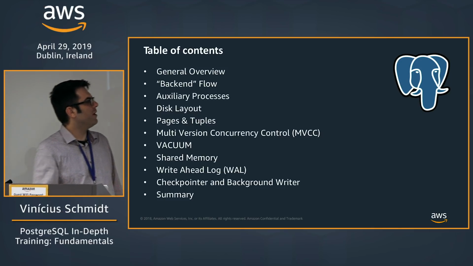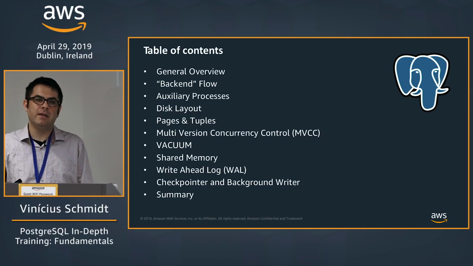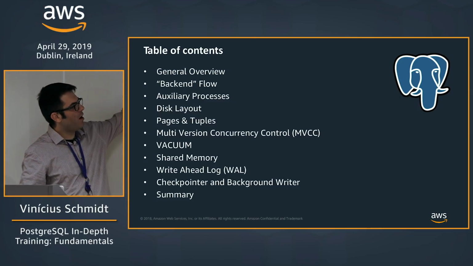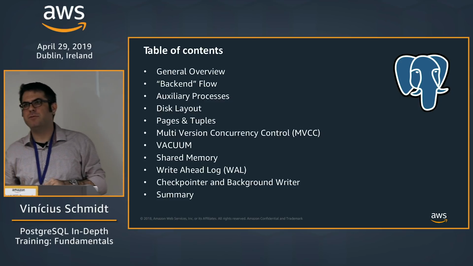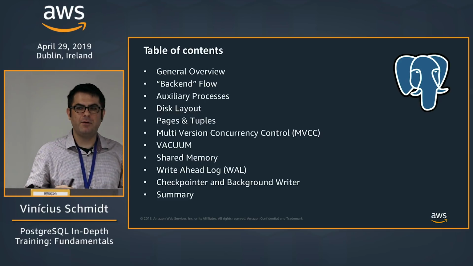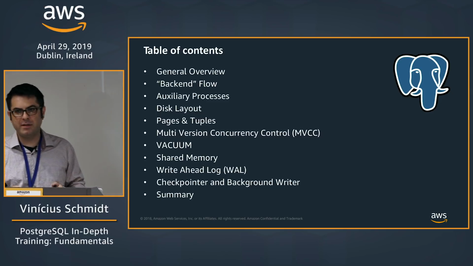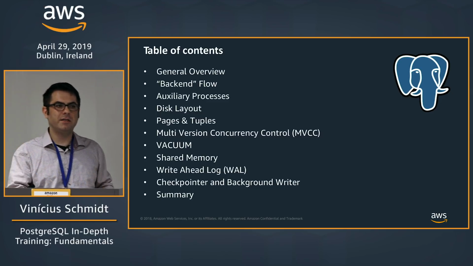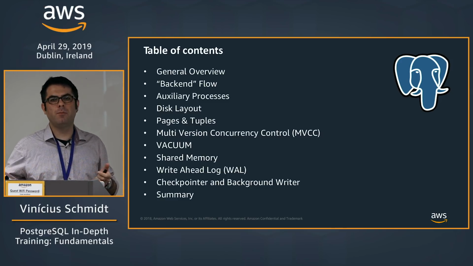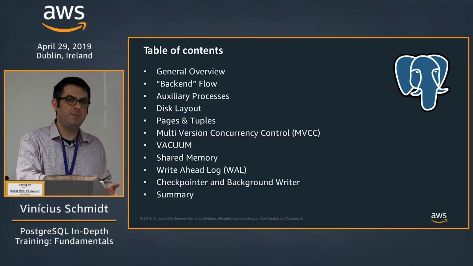Then we will talk about the multiversion concurrency control, the MVCC, that we can argue is one of the core components inside the Postgres database, because of how it handles not only the concurrency, as the name says, but how it handles the locking system, the concurrency through multiple connections trying to do multiple things at the same time.